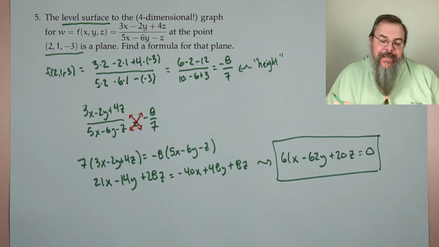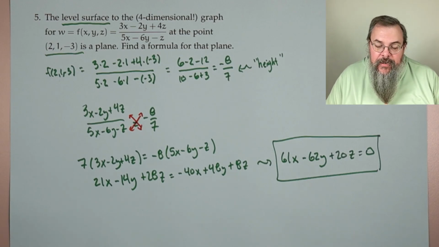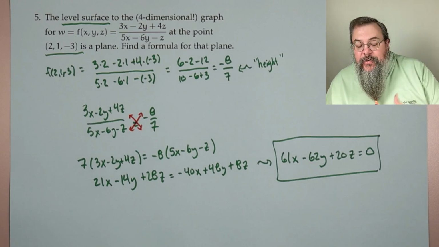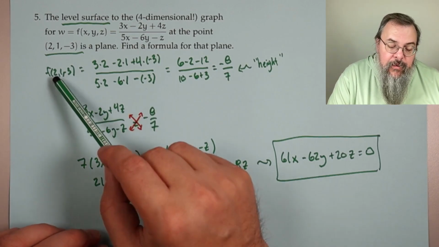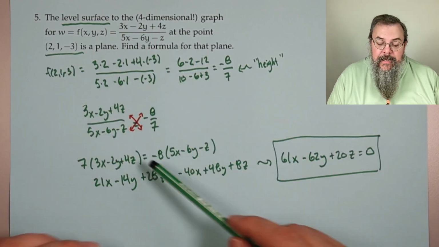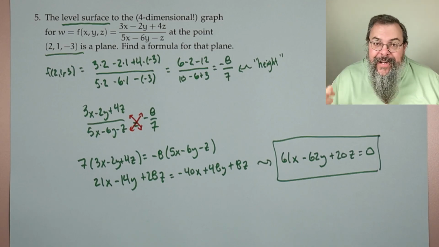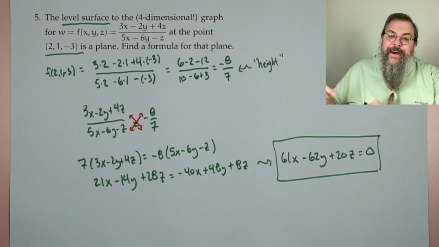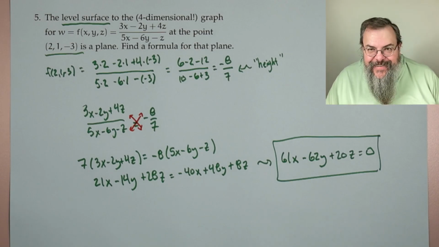It looks terrible, but really the key is to say, oh, it's a level surface, so I'm setting my function equal to a value. How do I find the value? Plug the point in to find the right value. And then cross multiply, clean it up, life is good. It's nice to have a nice cool down after the problem we just did.